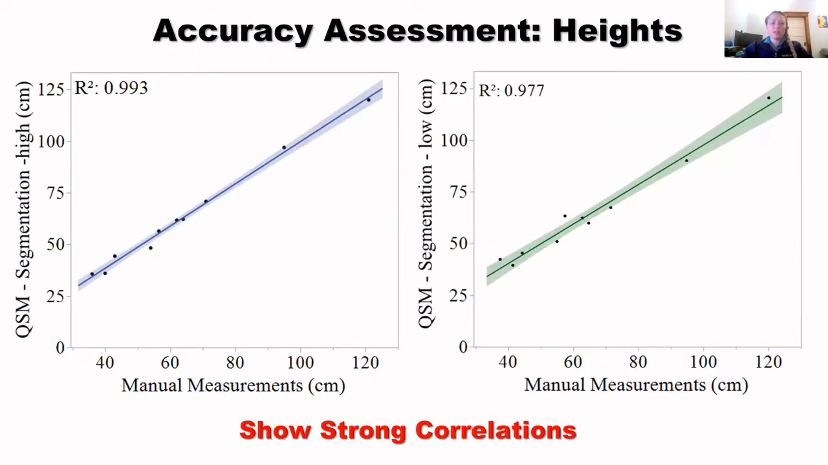So various accuracy assessment metrics were run to determine how well the QSMs modeled the shrubs. And I will just outline a few of these accuracy assessment results. A regression analysis between the measured heights and the heights extracted from the various QSM models all had high R-squared values. This suggests that these models can accurately predict heights from the various shrubs.